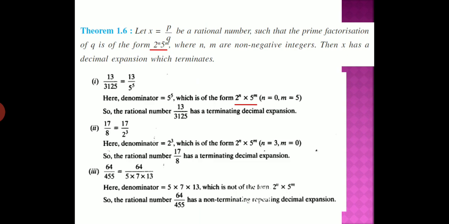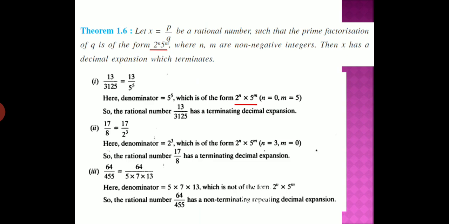Okay, you see the third one here, 64 by 455. So 64 by 5 into 7 into 13. So we have 7 here, 13 here. Therefore, it is not in the form 2 power n, 5 power m.